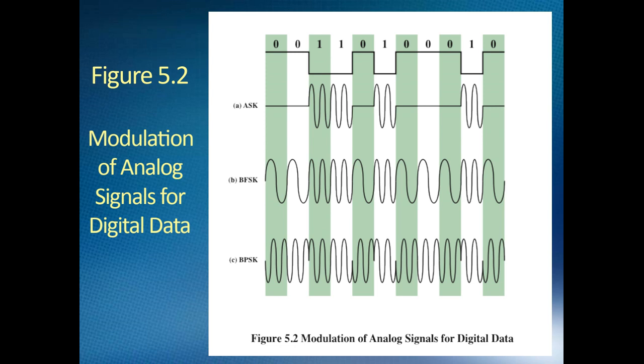ASK means amplitude shift key. So if it is 0, the amplitude value is 0. When it is 1, the amplitude is high. The peak value is high. You see the value now? There is a value for the signal.